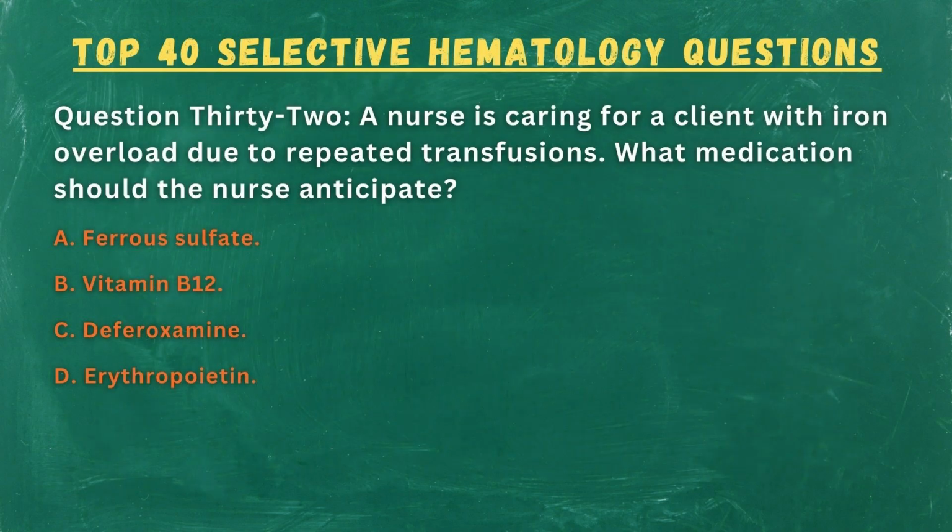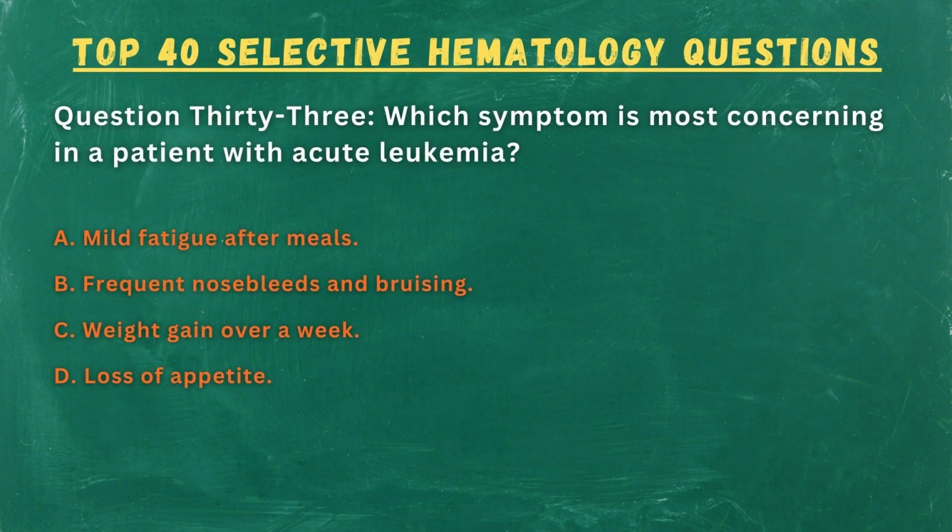Question 32. A nurse is caring for a client with iron overload due to repeated transfusions. What medication should the nurse anticipate? A. Ferrous sulfate. B. Vitamin B12. C. Deferoxamine. D. Erythropoietin. Answer: C. Deferoxamine.